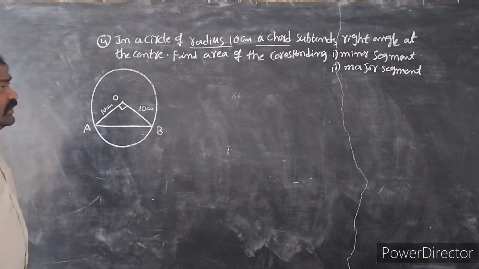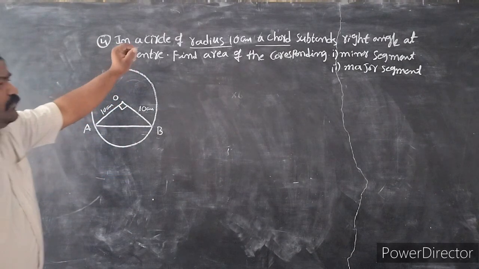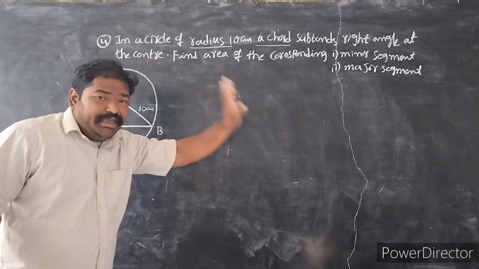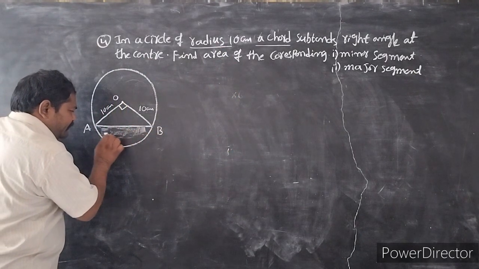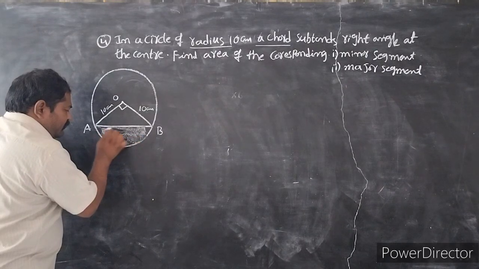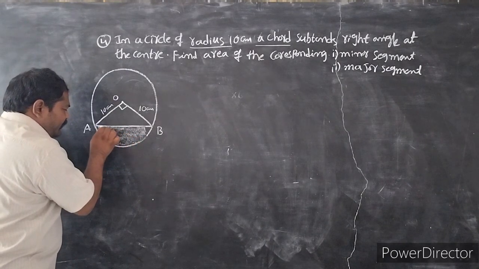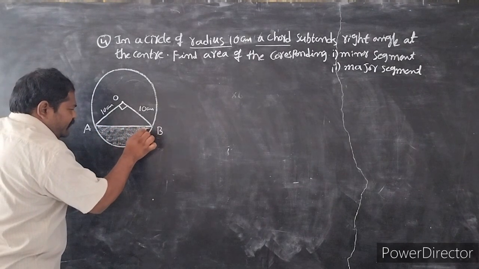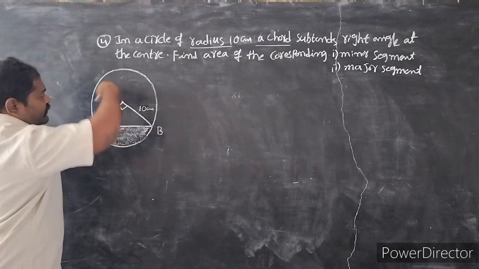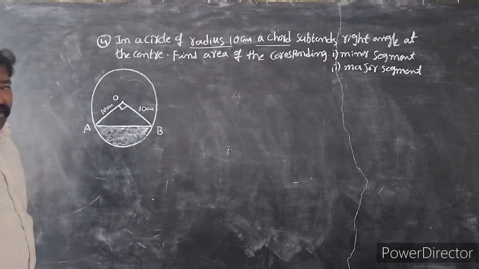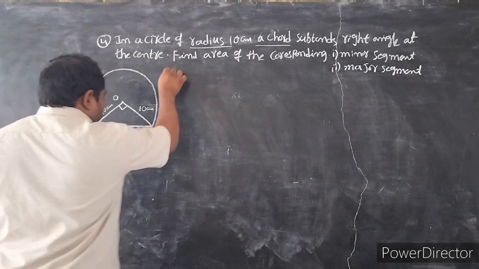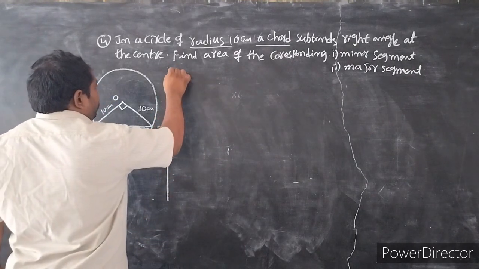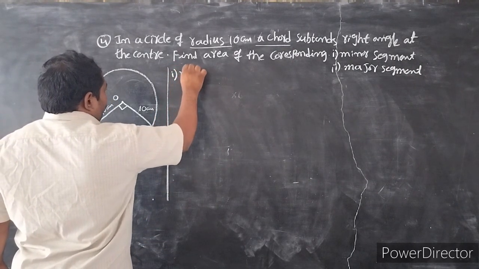Now we have to calculate the area of the minor segment as well as the major segment. This is nothing but the minor segment. The area below the AB chord is the minor segment, and this total one is the major segment, including the triangle. First we have to calculate the area of the minor segment.